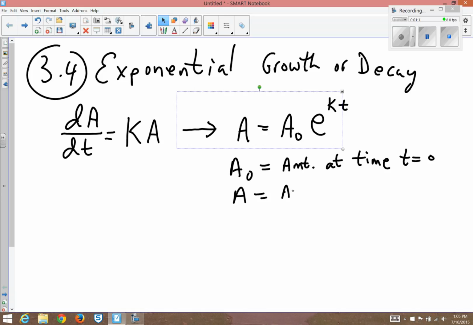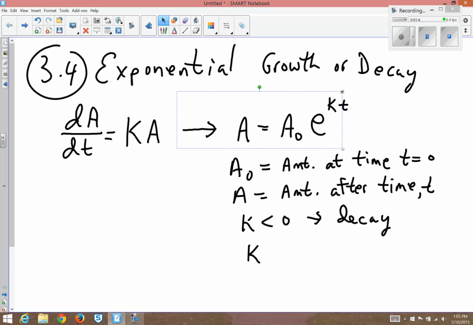A is the amount of substance present after time has passed, the time being the t that's in this exponent, which is also in the denominator of the differential equation. e is a constant. The constant k will be a negative number when something is decaying, and the k will be a positive number if the substance is growing. So we use the same formula.